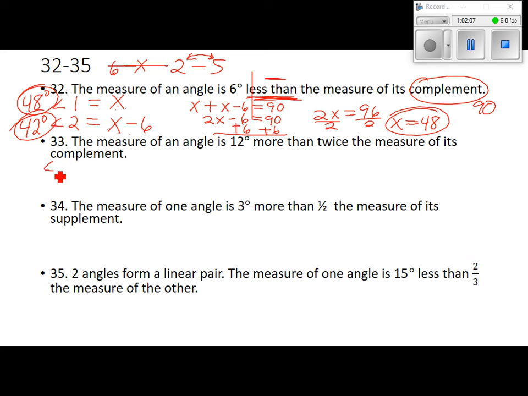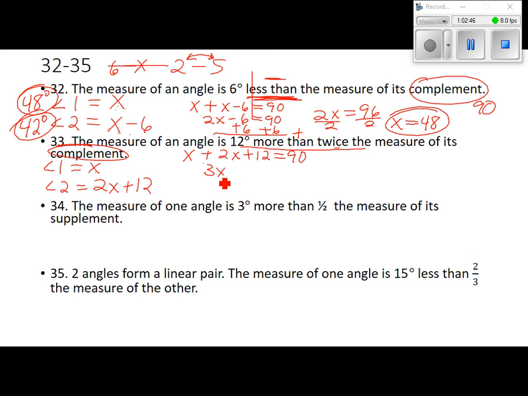Next one, angle 1, angle 2, you're doing the same thing again. Complement, so it's 90 again. We're going to let the first angle be x. The measure of an angle is 12 more than twice the measure of the other angle. So this is the other angle. It's 12 more than twice, which means we're going to add. We just have to translate this: 12 plus twice the other angle. The other angle is x, so I'm going to write it this way: 2x plus 12. We add those two together: x plus the other angle, which is 2x plus 12. And that should equal 90.